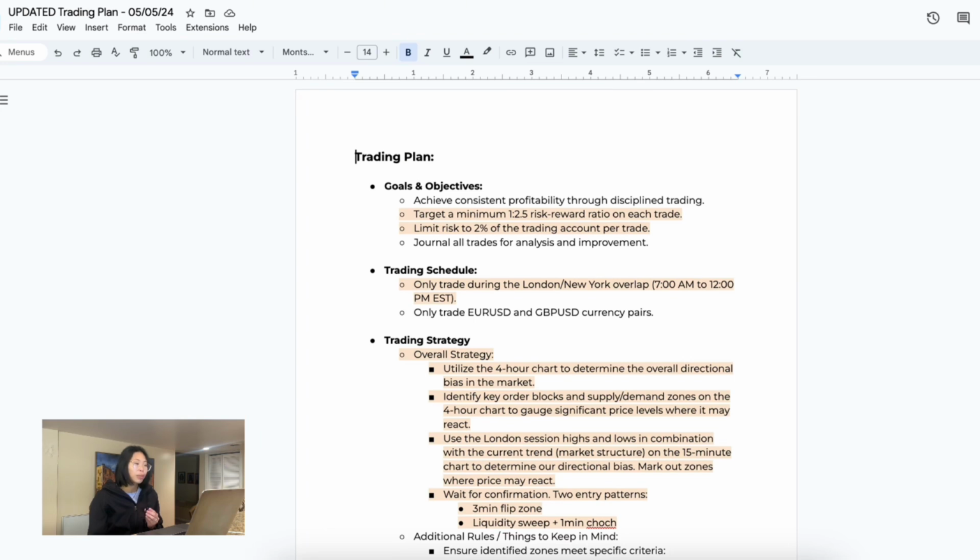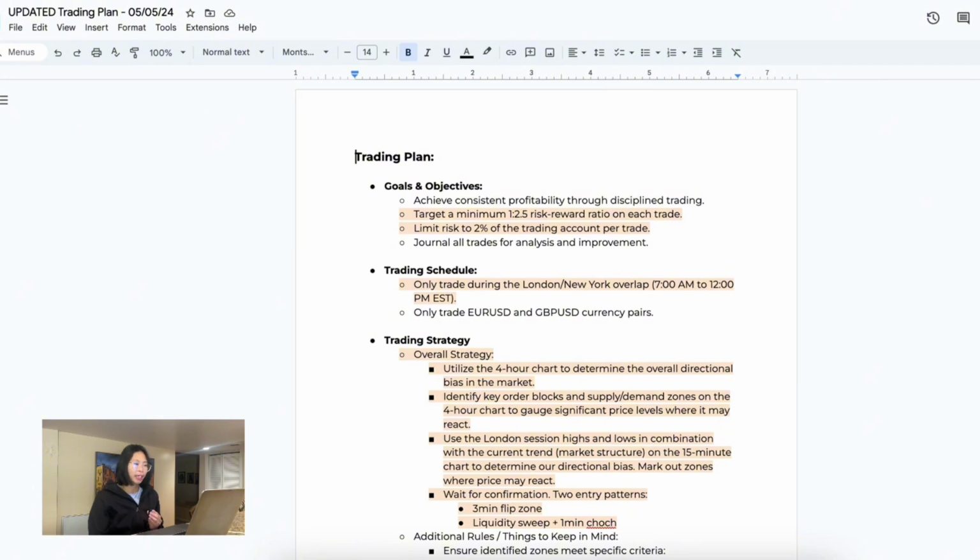to 12 p.m. Eastern Standard Time. I actually extended this by 1 hour. So my new trading window is going to be 7 a.m. to 12 p.m. Eastern Standard Time. So in this time frame is when I'll be looking for setups. I chose this because according to Mac in his video, he did say that he was seeing setups at 7 a.m. And so I figured, might as well try it.